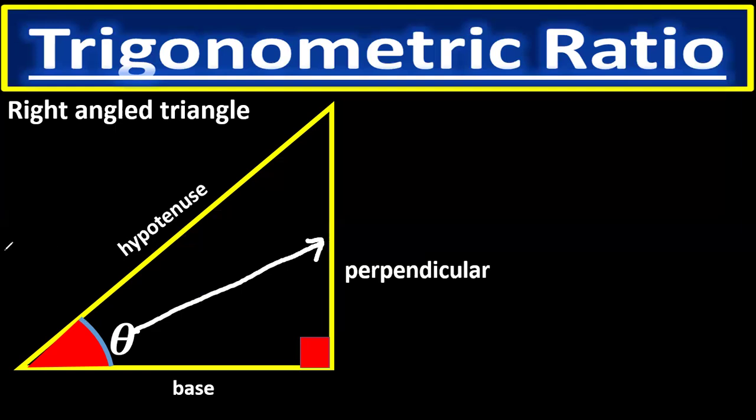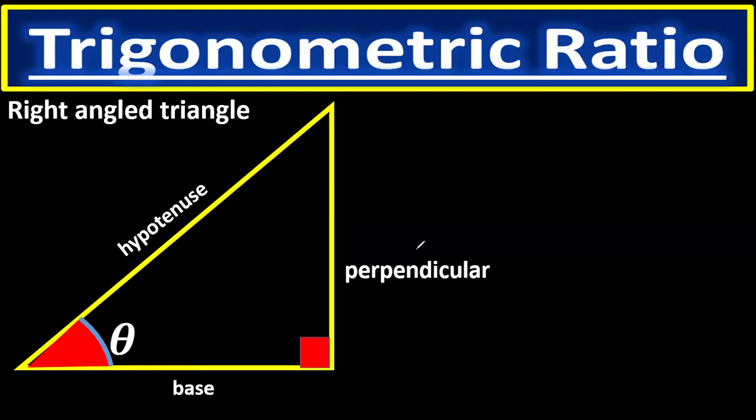And the third side is the adjacent side of the angle. This is the angle, and this is the adjacent side with respect to this angle. So this side is called the base. Now we will establish the trigonometric ratios for a right angle triangle.